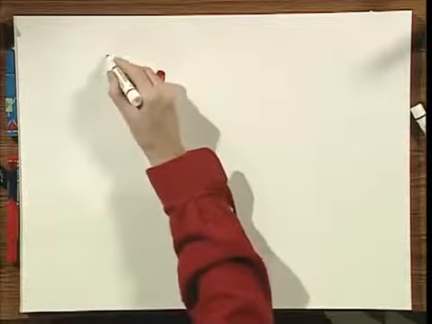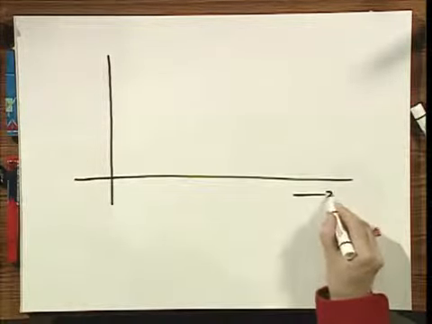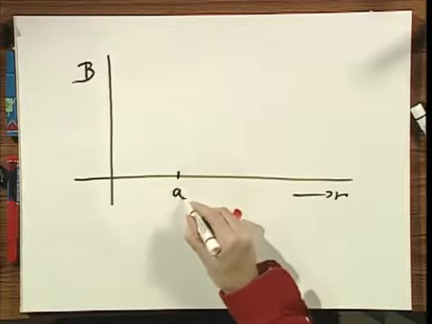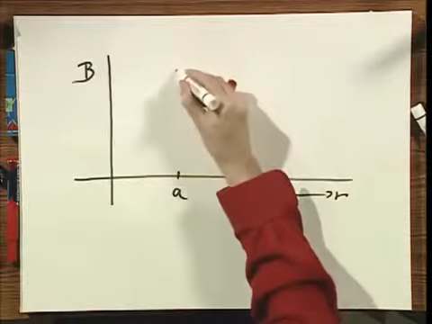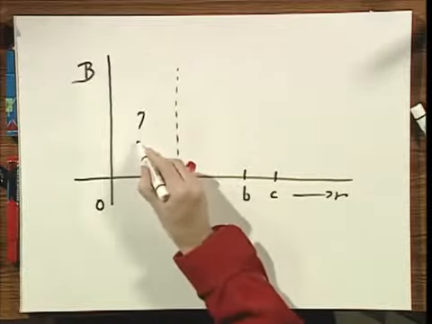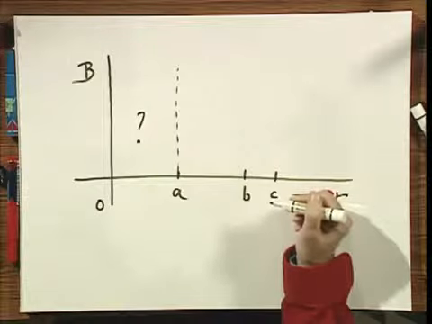I'd like to make a drawing, a graph, which is always nice. B versus r. Here is r, here is B. Let this be a, let this be b, and this be c. Now, what happens from 0 to a is a big question mark. We have not discussed that, but you will see that in the future.